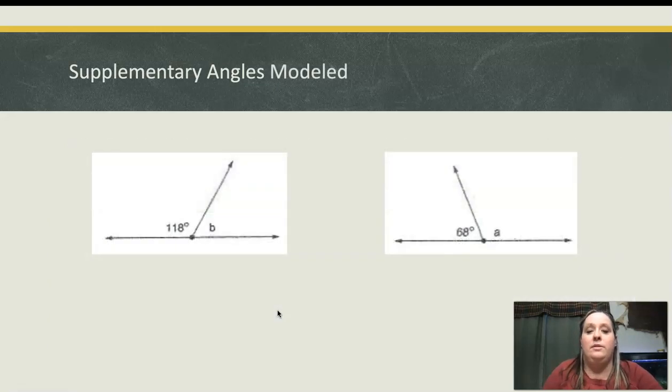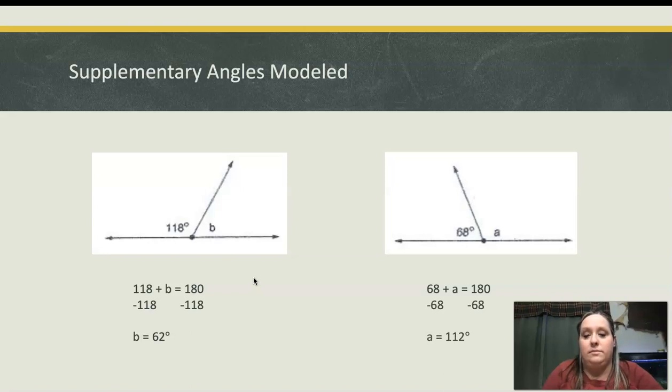So here's supplementary angles modeled. Set it up as a one-step equation again, but this time we're setting it equal to 180. We solve for B by subtracting 118, and B is equal to 62 degrees. Same thing with this one. Set it up as a one-step equation equal to 180. Solve for A, and A is equal to 112 degrees.